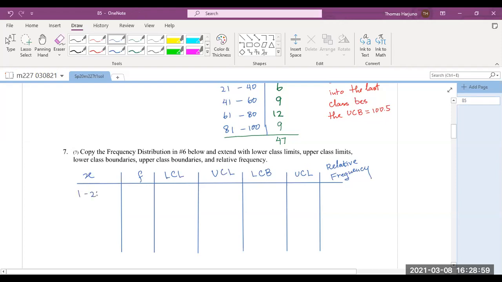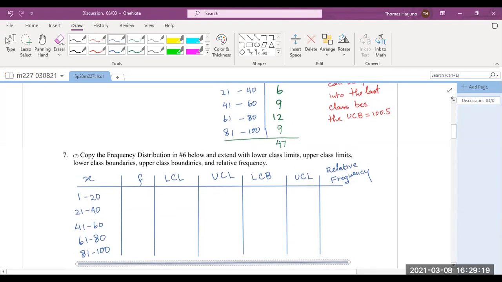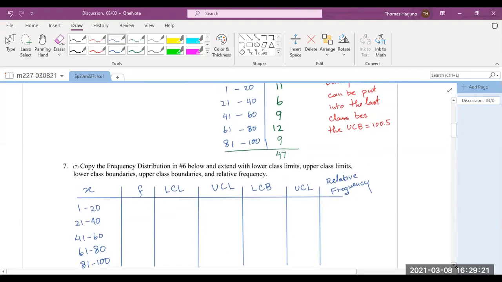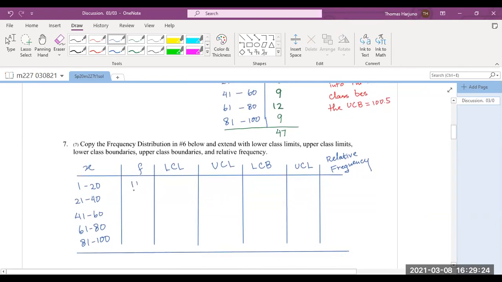That's 1 to 20, 21 to 40, 41 to 60. I copy from number 6. 61 to 80, and then 81 to 100. Do a long line here. To get the sum later on, I get 11, 6, 9, 12, 9, add up to 47. Don't forget, always add the frequency. Always get the total of frequency. Likewise, the total of relative frequency also.